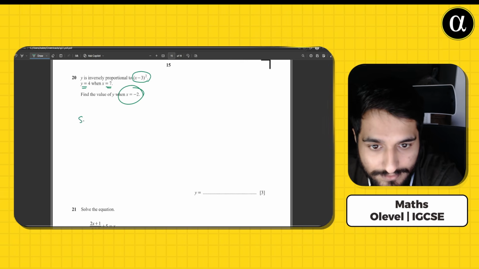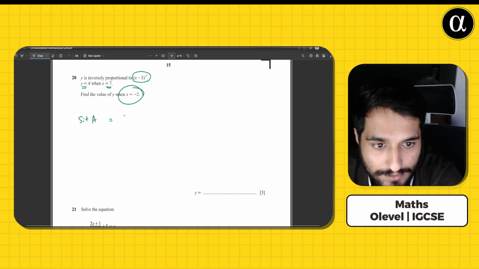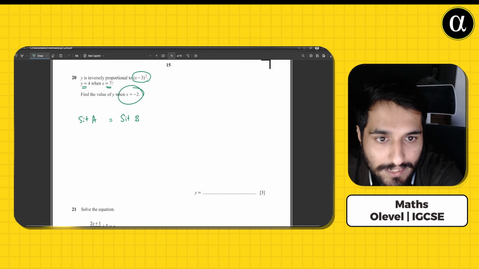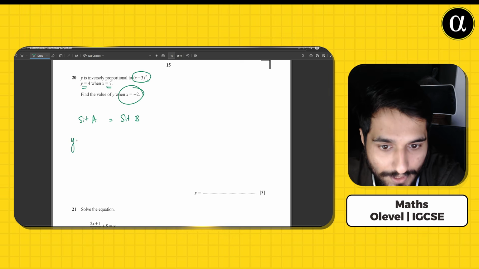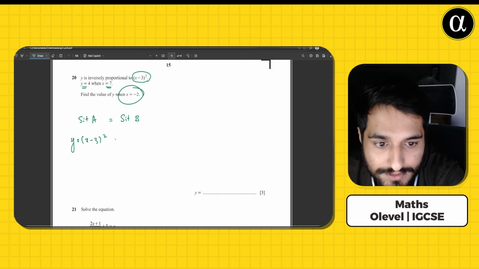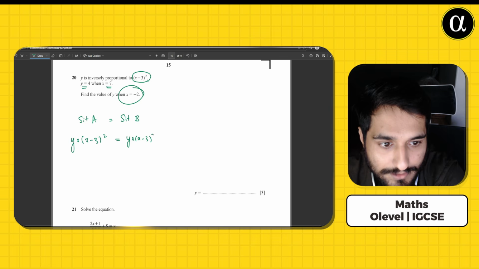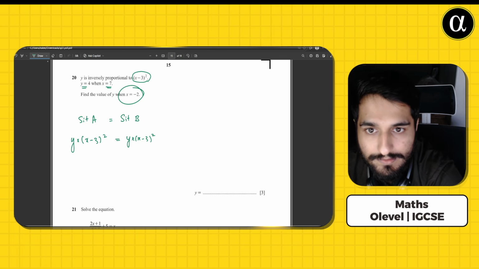So we would say that situation A is equal to situation B, and what that means is it's going to be y times the inversely proportional value, which is (x minus 3) squared, of the first case should be equal to y times (x minus 3) squared of the second case. All right.